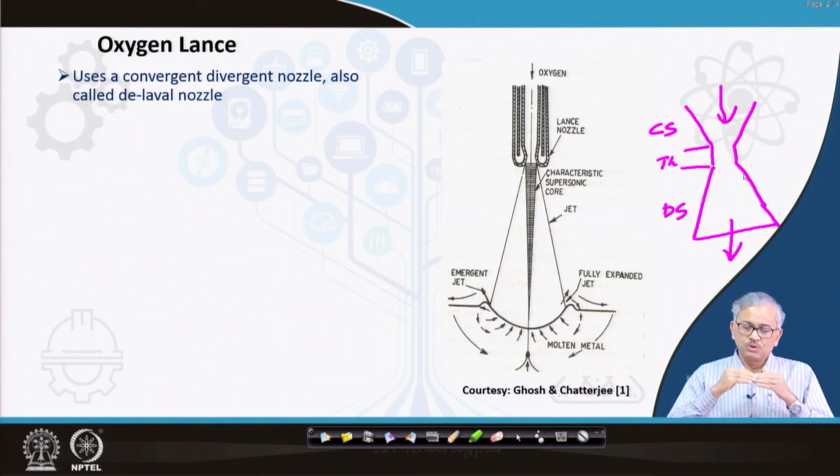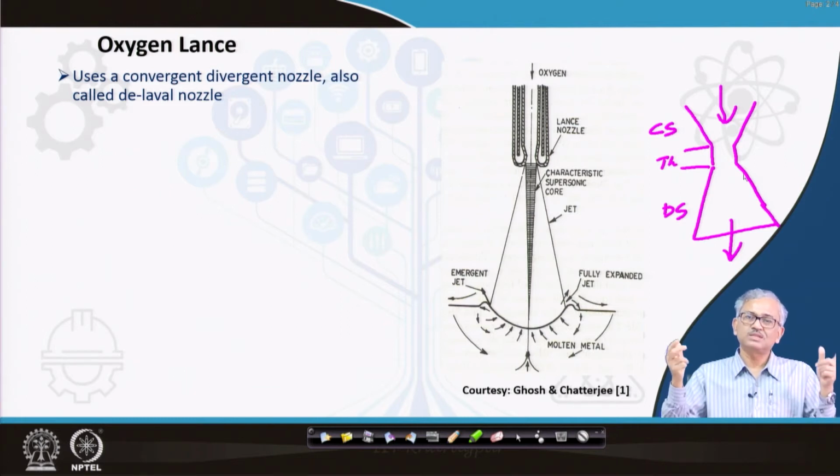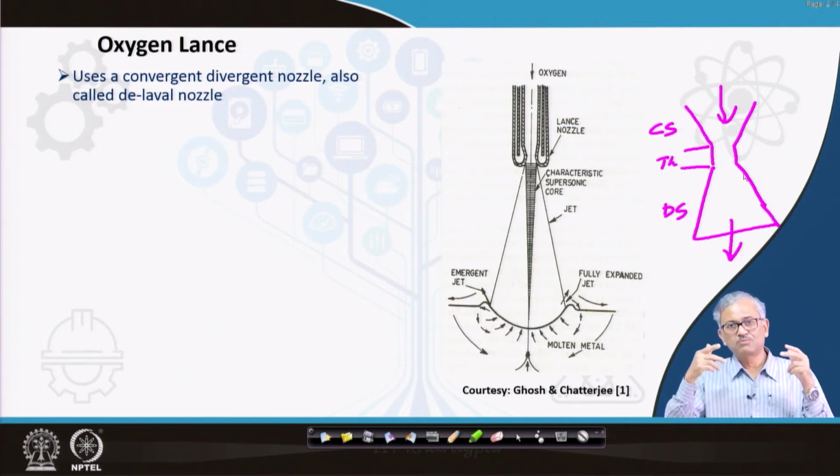And when the gas comes out of the convergent divergent nozzle, its pressure is almost equal to the ambient pressure. That's why the interaction with the atmosphere is not very large. As a result, shock wave generation is not possible here. So, your energy dissipation is not there.